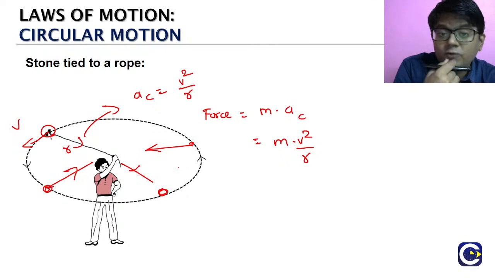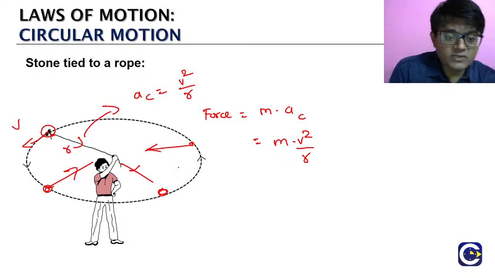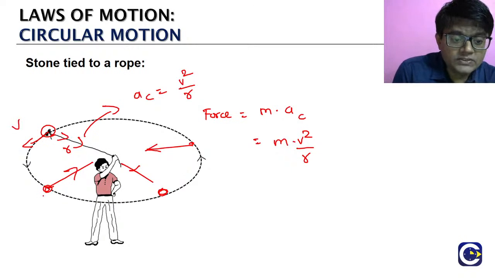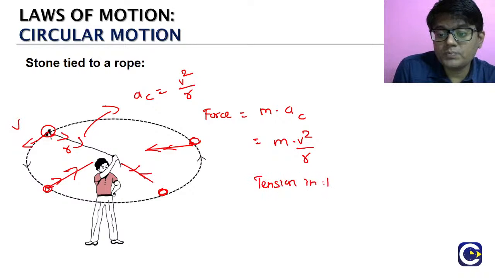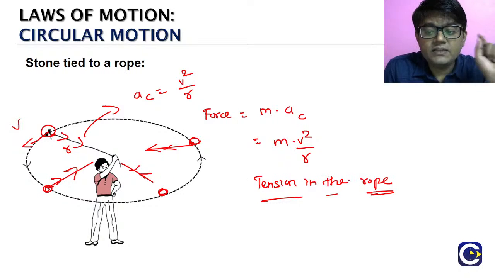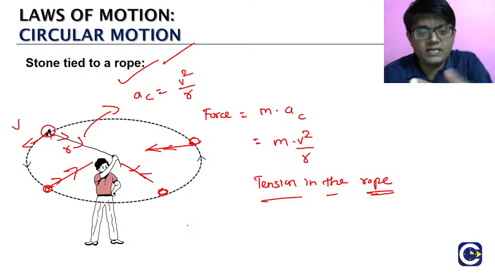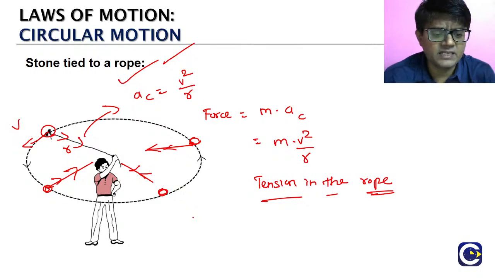So what is this force? You are tying the stone to a rope, and when the stone rotates in the circular path, what is the force acting on the stone that is always towards the center of the circle? This is the tension in the rope. The tension will always act towards the center of the circle, which means this tension provides the centripetal acceleration, so the stone is able to go in the circular path. How do we check this? Think about it.